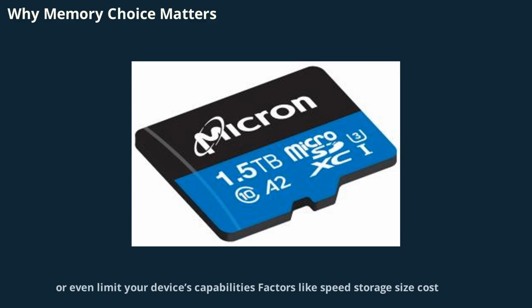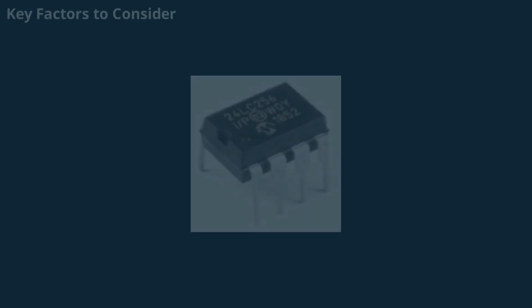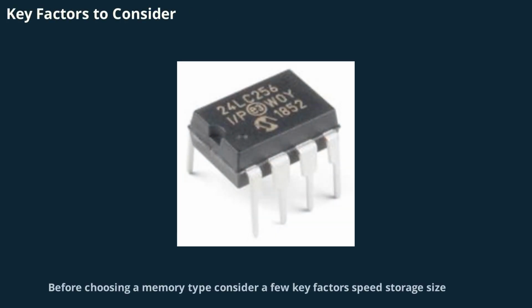Factors like speed, storage size, cost, and write cycles all play a role. That's why it's important to understand the differences between EEPROM and SD cards before you start building. Let's dive into what makes each option unique and how they fit into different applications. When choosing a memory type, consider a few key factors: speed, storage size, cost, and the number of write cycles. Each of these can influence your project's performance and longevity.